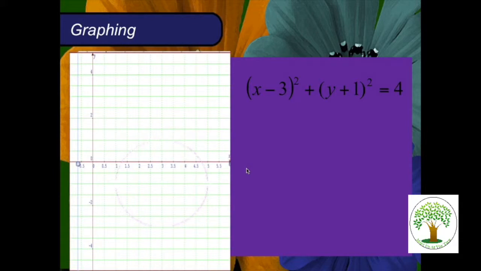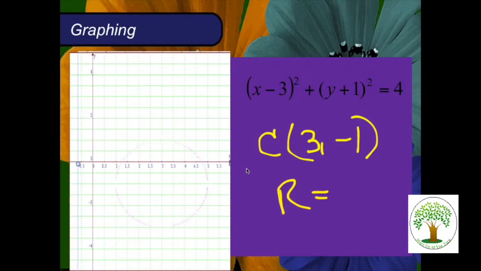All right, we're going to graph this now. You can just watch this because you won't have graph paper. I'm going to graph this, and the first thing I'm going to do is find the center. Where is the center? Positive 3, comma, negative 1. Okay, what's the radius? It's 2.